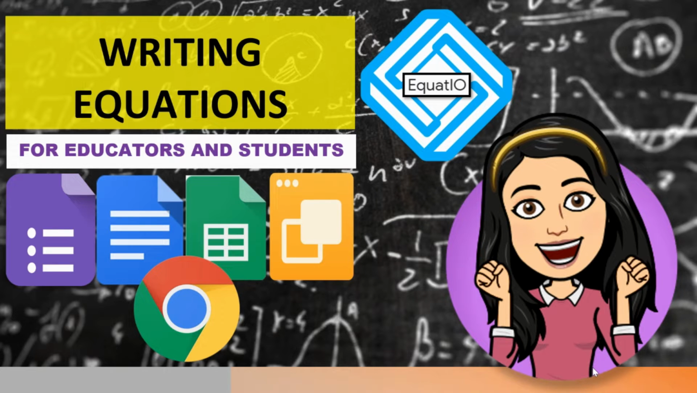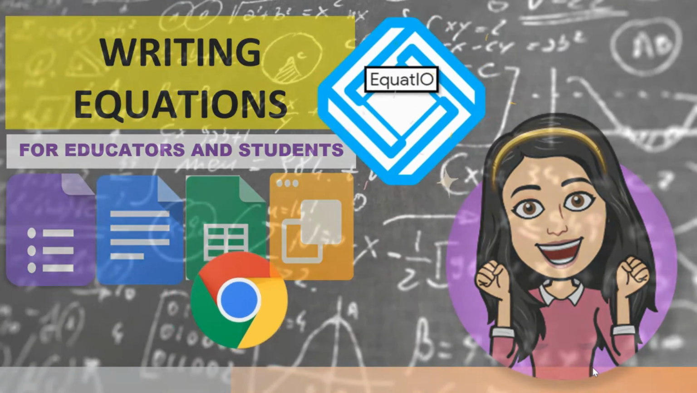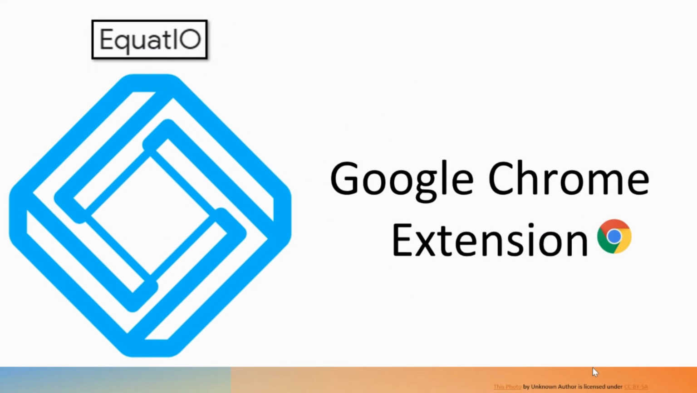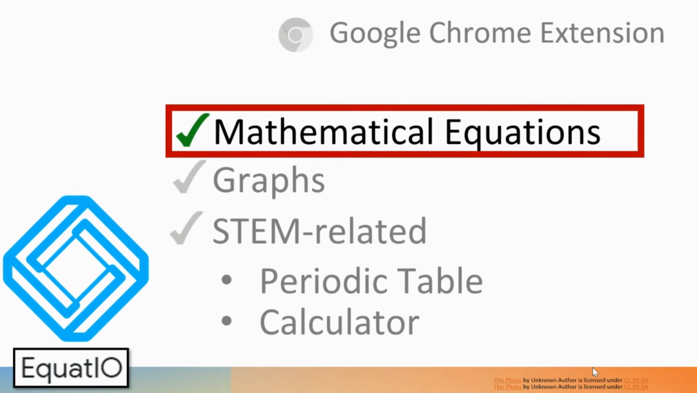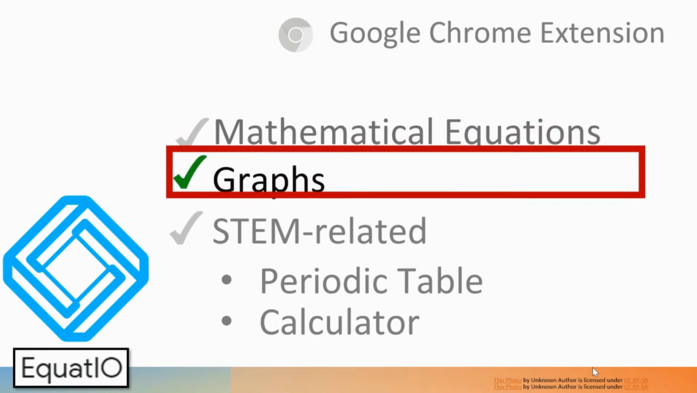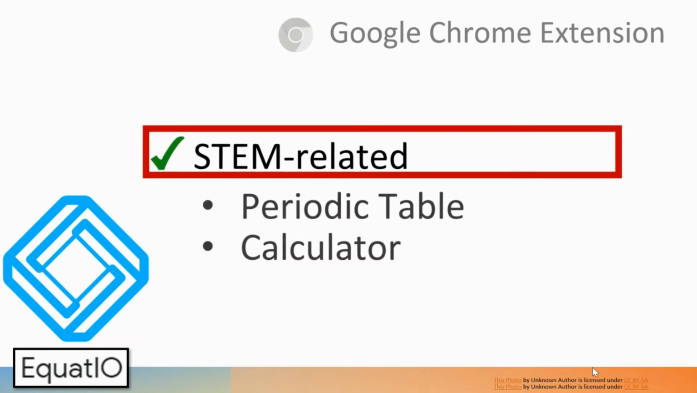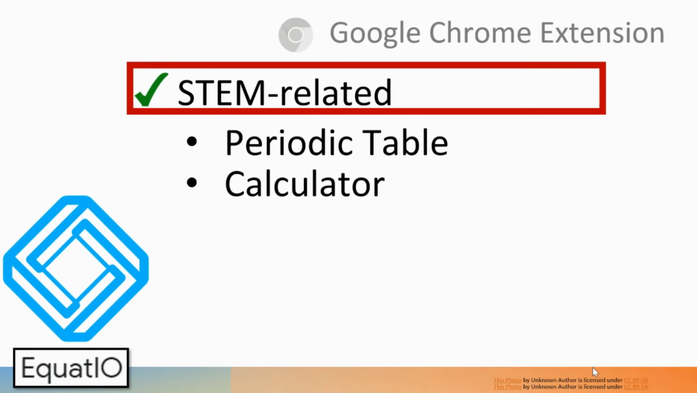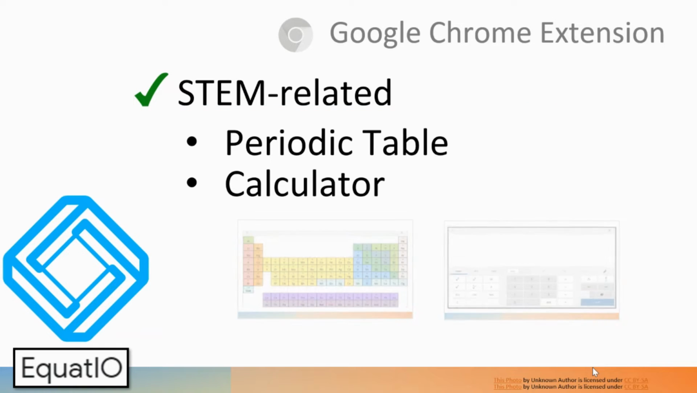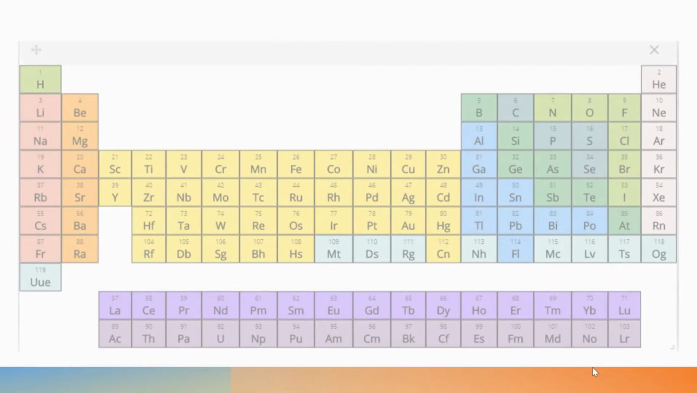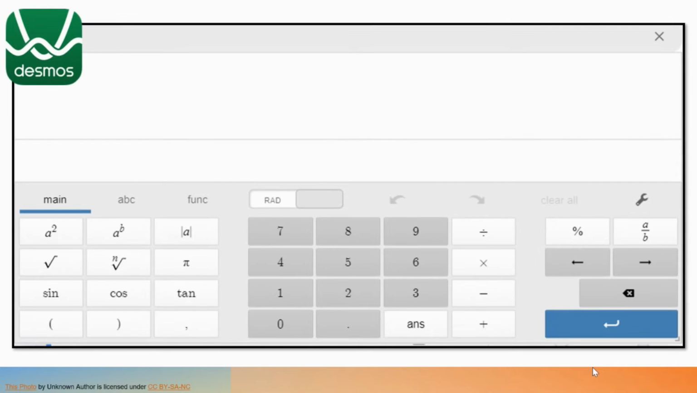And that is with the use of EquatIO. EquatIO is a Google Chrome extension. It offers the following. You can seamlessly add mathematical equations and expressions, insert graphs, and use STEM-related tools like the periodic table of elements and a scientific calculator powered by Desmos.